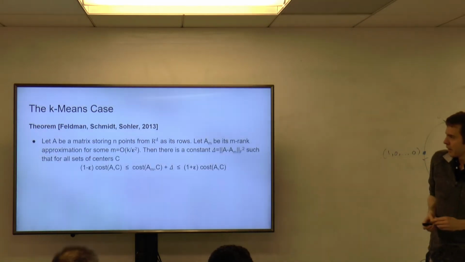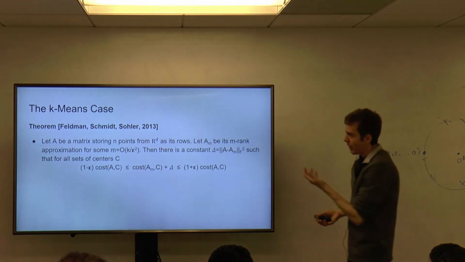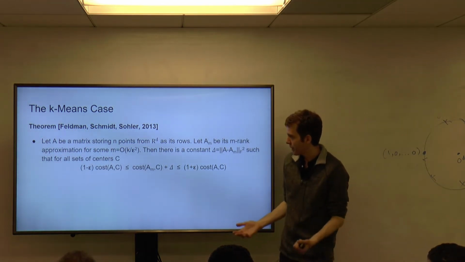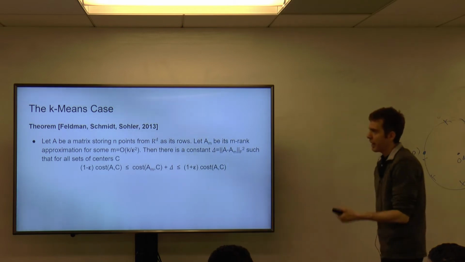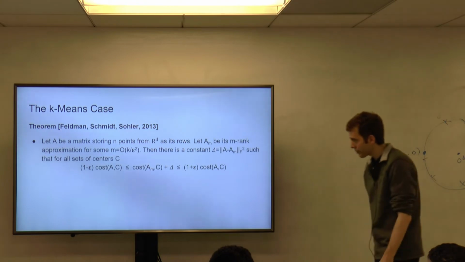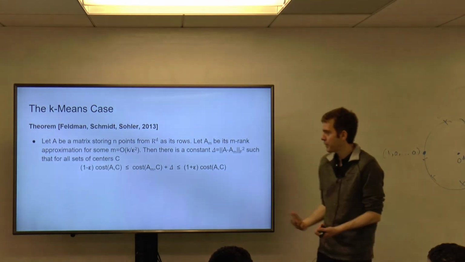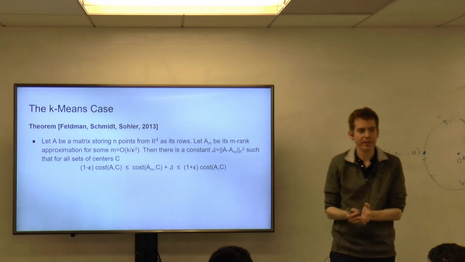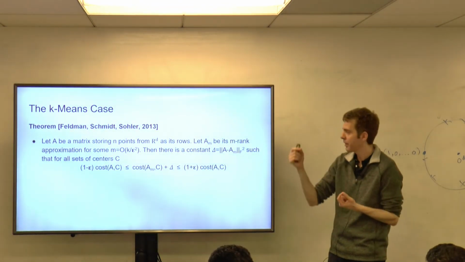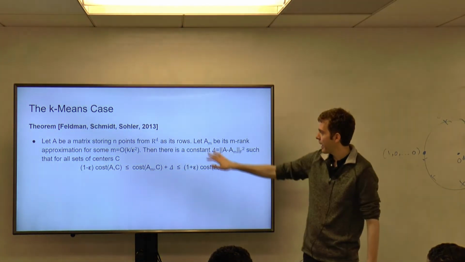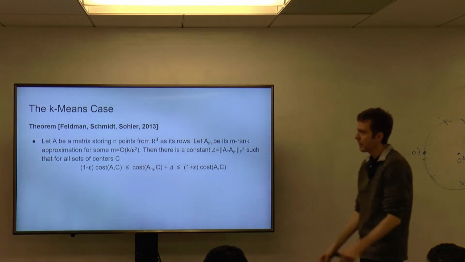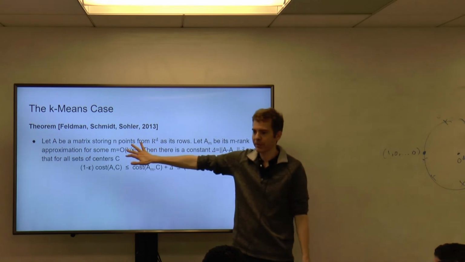Okay. So what we've done is we've reproven a result of Feldman, Schmidt, and Sohler, which says the following. Let A be a matrix storing n points from R^d as its rows. And as we said, in the case of K-means, you can find this subspace S from dimensionality reduction efficiently. It's just the SVD. So let A_m be its best rank m approximation for some m which is order k over epsilon squared.